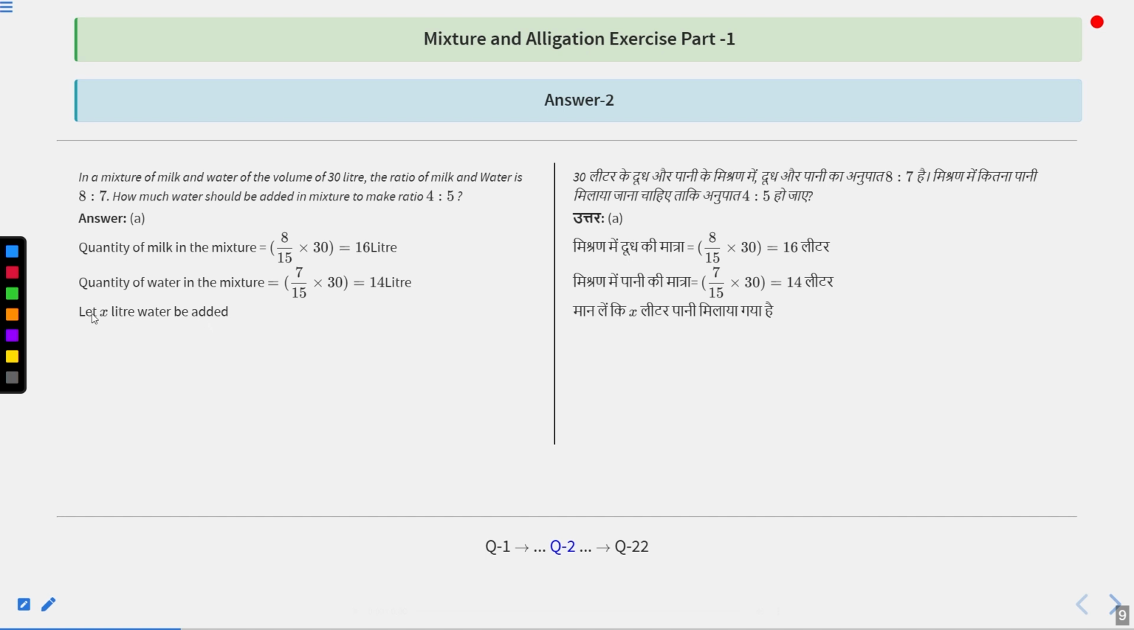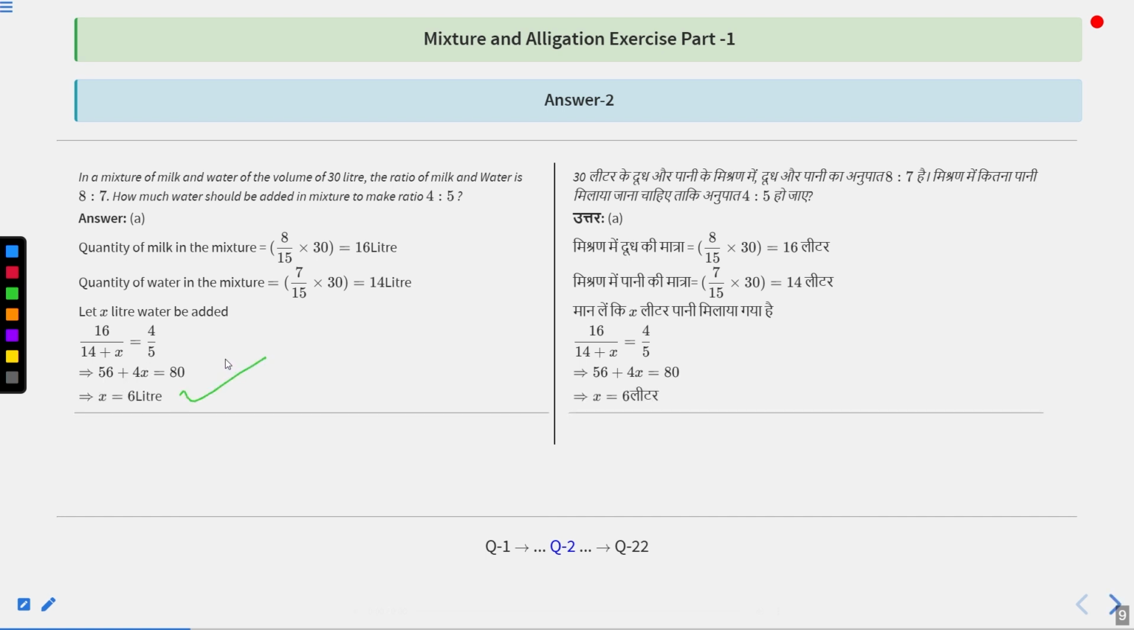Clear? So let x liters of water be added. If we add x liters, the ratio becomes 4:5. So 16 upon 14 plus x equals 4:5. We can easily calculate the value of x. When we calculate, we get x as 6 liters. So if we add 6 liters of water, then the ratio becomes 4:5. That is the correct answer.